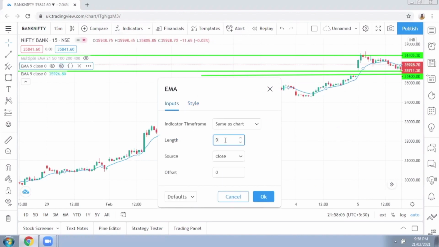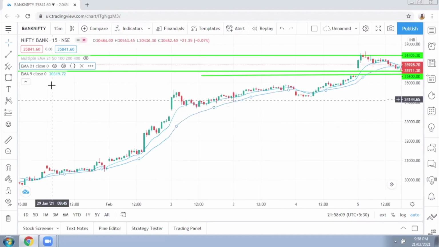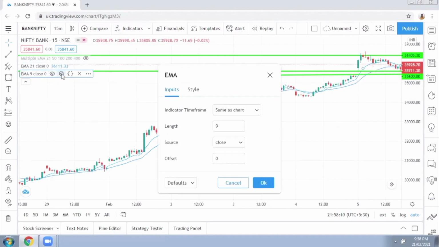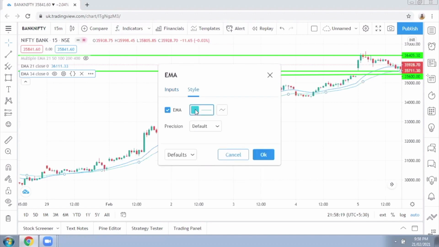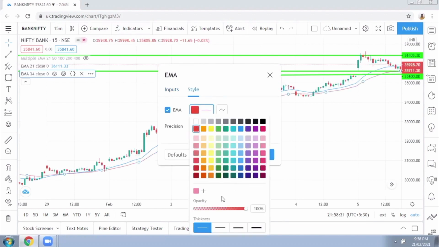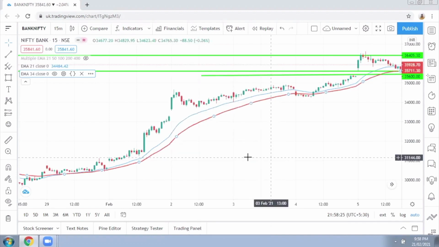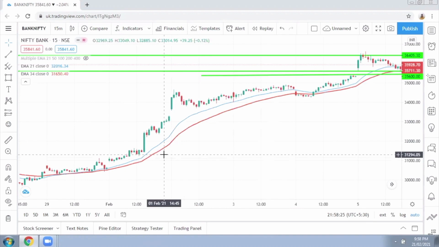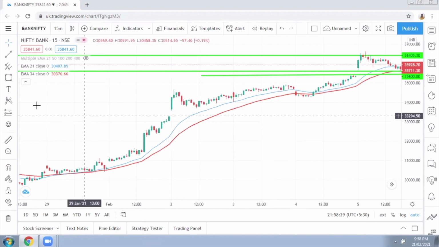As you can see, I am applying here 21 period exponential moving average, and the second one will be 34 period exponential moving average. Just to differentiate them, I will color the 34 period moving average in red color, and the 21 period moving average will be in blue color.